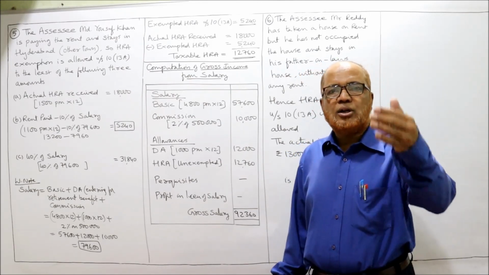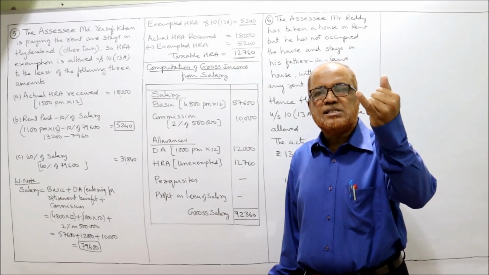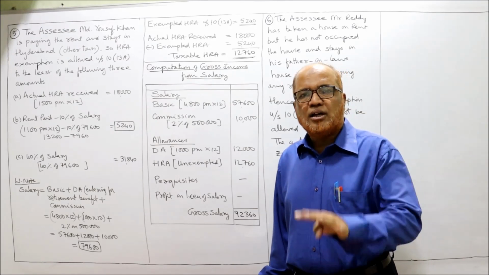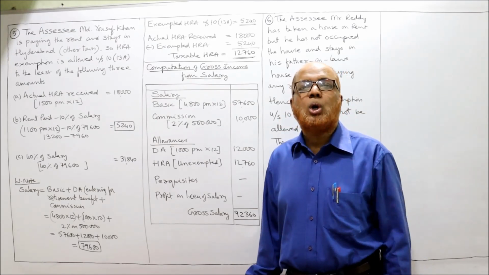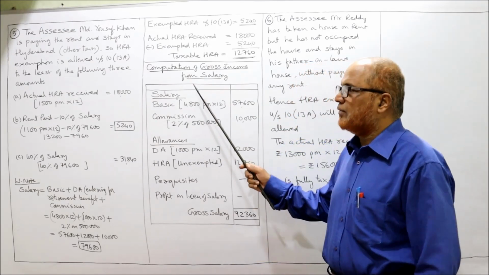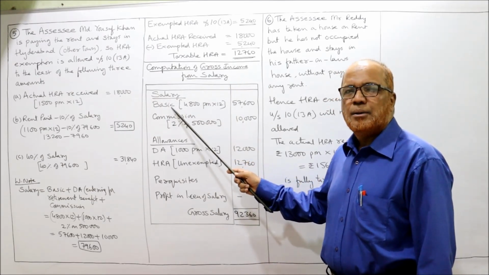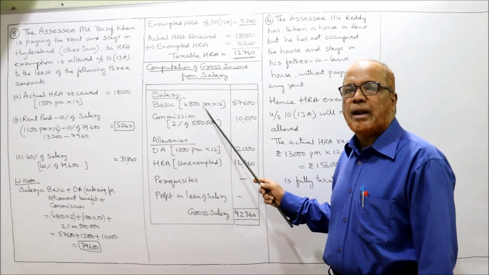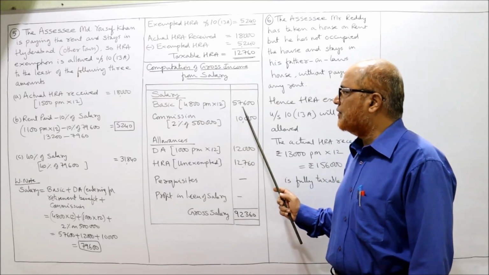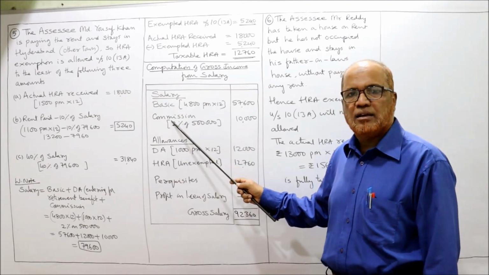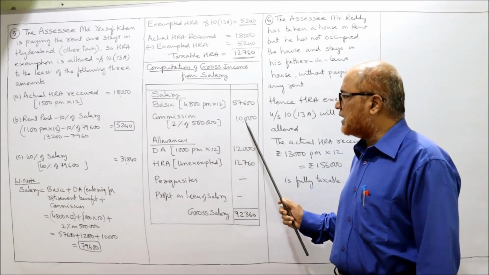Gross salary means the total of all the 4 elements: salary, allowances, perquisites, profit in lieu of salary. The total of these 4 elements will be called gross salary. Now I am taking one by one. Computation of gross income from salary. Salary, basic. Basic salary 4,800 per month into 12, 57,600. Commission. Commission will also come under the head salary. So 2% of 5 lakh, 10,000.